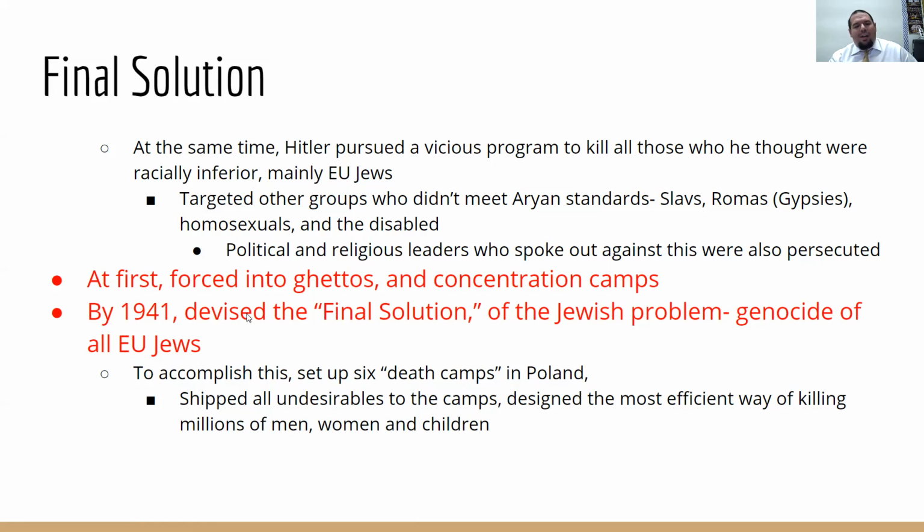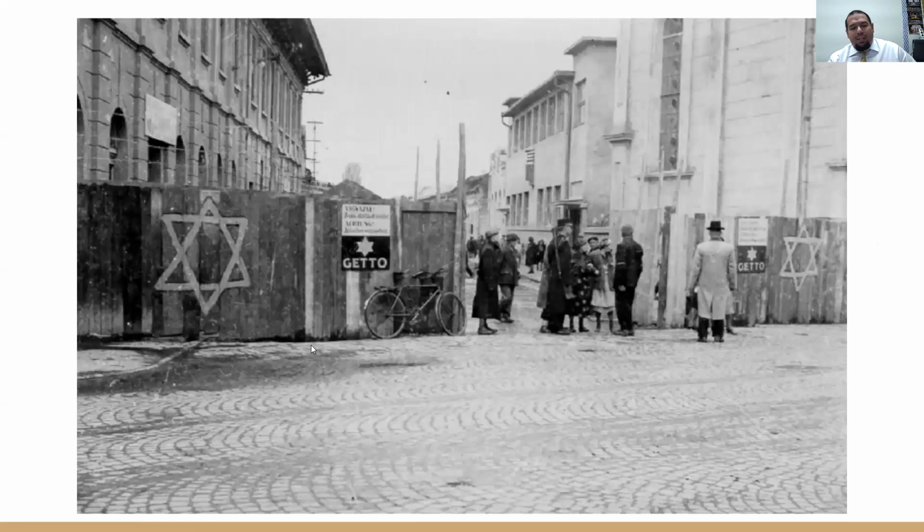By 1941, they devised this, quote, final solution of the Jewish problem, a genocide of all European Jews. EU, if you don't know, stands for Europe. Not the European Union, just Europe. To accomplish this, they will set up 6 death camps in Poland. They would ship these undesirables to the camps designed for the most efficient way of killing millions of men, women, and children. So here's a ghetto. It will be blocked. You could go in and out, but you have to wear your yellow Star of David.